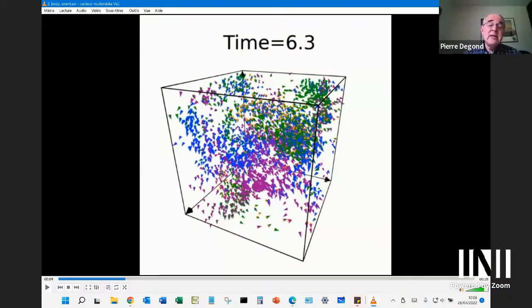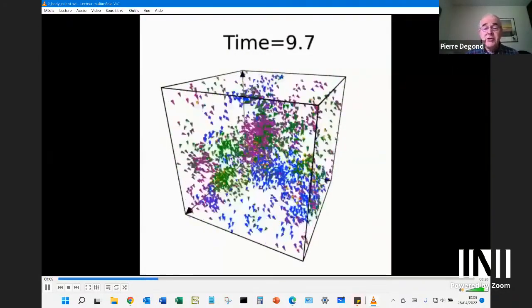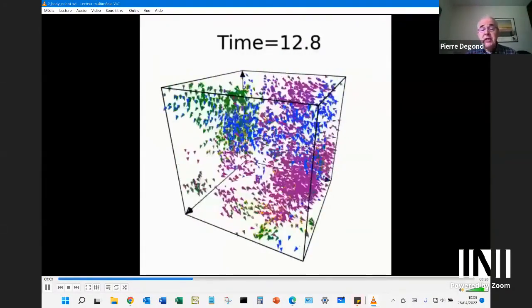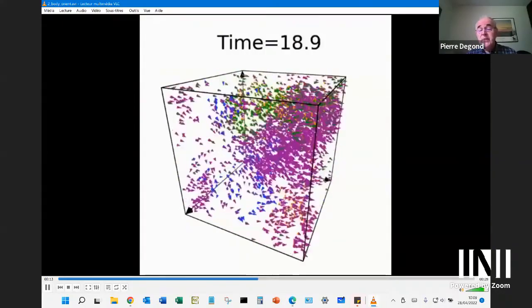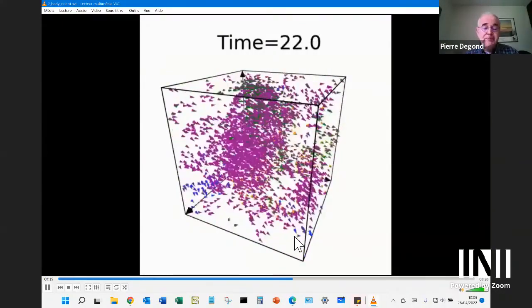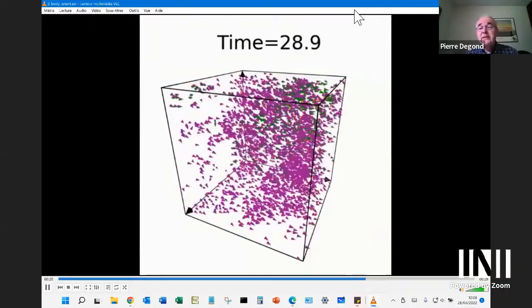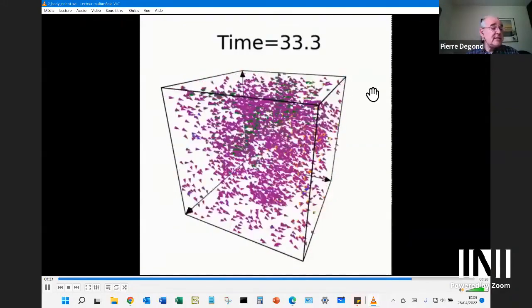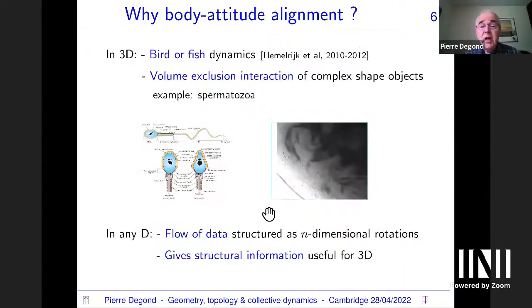So basically, agents of the same color means that their attitude is aligned, but different colors mean different body attitudes. So you see, you have clusters forming, but these clusters also have similar body attitude, and then eventually, in this case, you have the formation of a single flock with homogeneous color. But we will see that there are many other different patterns that can emerge in this model. So, right, these are the examples that I would be interested in. I would be mostly interested in this body attitude model.